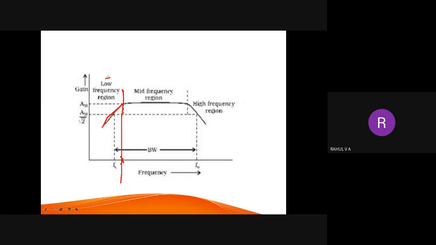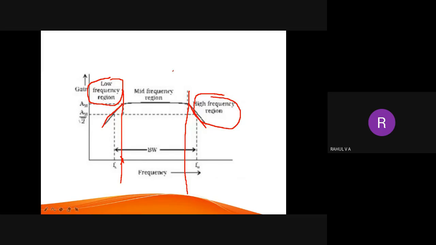And that particular region is called the low frequency region. And when the frequency is higher than this particular frequency, again its voltage gain reduces. That region is called the high frequency region, and there is a mid frequency region where you will get constant gain.